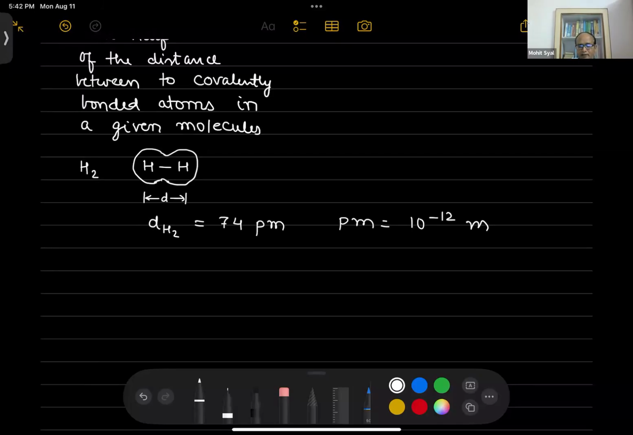So what is this? These are covalently bonded. You might have seen in your class 10 that a covalent bond is formed by sharing. So this is a hydrogen molecule where the two hydrogen atoms are bonded to each other, as you can see here, and the distance is experimentally measured. That is 74 picometer. And 1 picometer is 10 to the power minus 12 meters, right? So you try to get the radius. What should be the radius of the hydrogen atom?